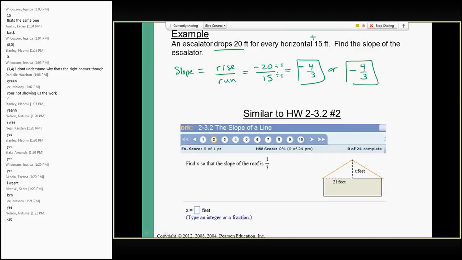Okay, now here's one similar to the homework that you're going to, I don't remember if it's 2 or not, but it is a homework. Okay, so it says here that the slope of the roof is 1/3. So again, it's kind of like comparing its rise to run. That's what the fraction would reduce to. But here is your rise and your run. So what would you say, and this 21 feet could have been over here. Okay. What would you say X is? How would you figure that one out? I'm curious what you guys would do. What would you do?